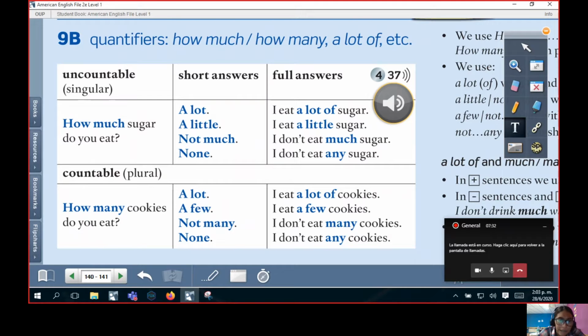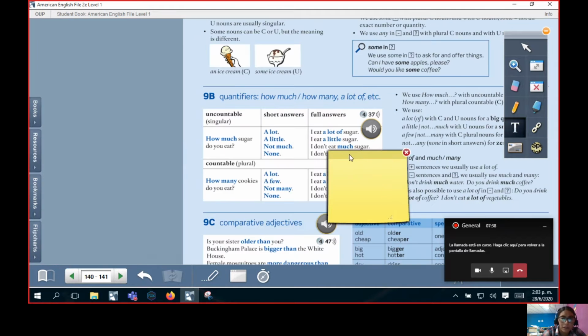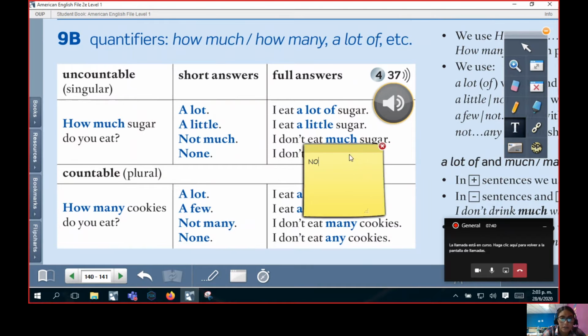So if you can see, the one to refer to none, it's the same as any. I don't have any money, for example.